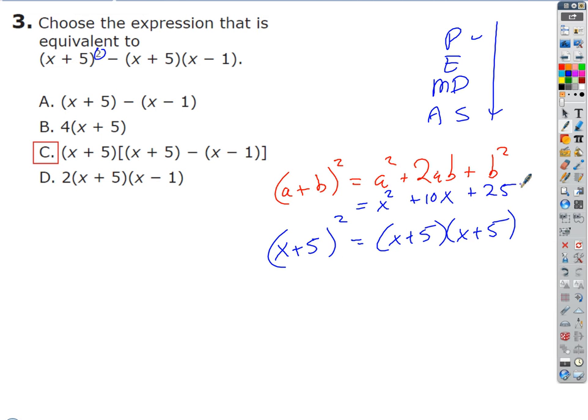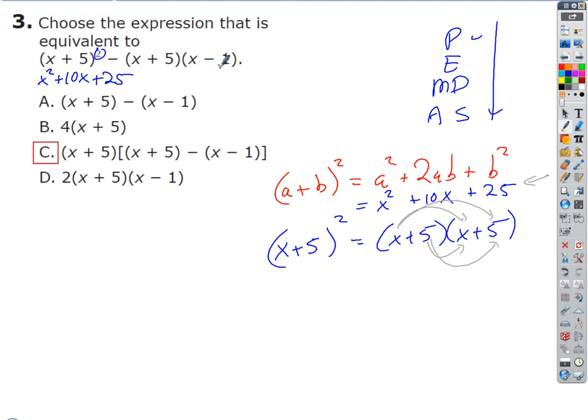The other thing I could do, if I forget that, is distribute the x and then distribute the 5 to the other. From the first polynomial, I'll distribute everything to the second one and add up like terms. And if I do that, I'm just going to get that answer. So this gives me x squared plus 10x plus 25.